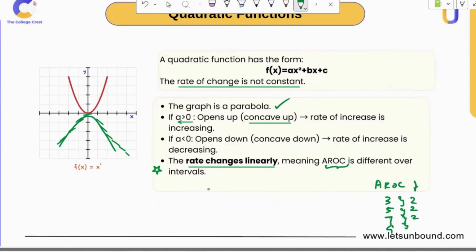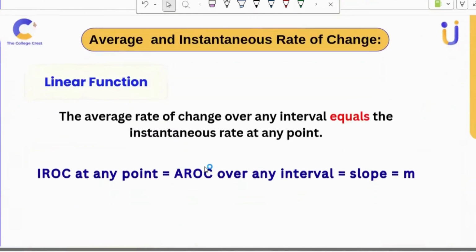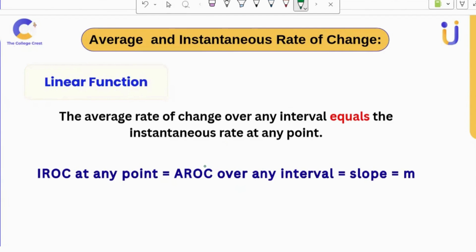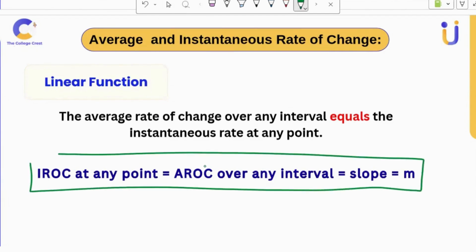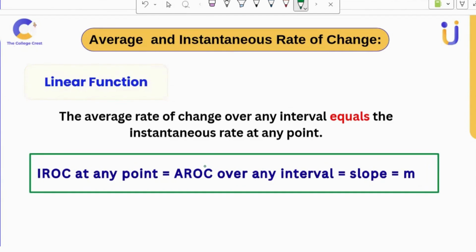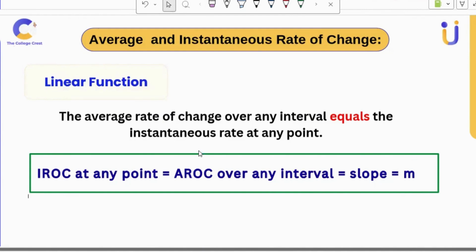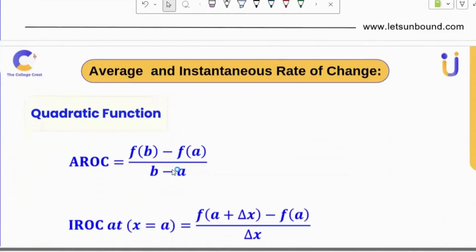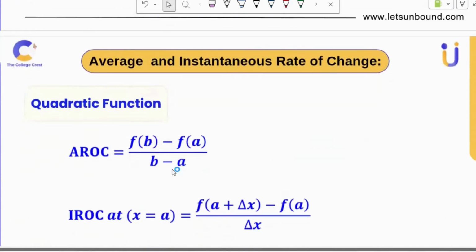Okay, now we can move to average and instantaneous rate of change for a linear function. In a linear function, average rate of change is equal to instantaneous rate of change at any point. Okay, and it will be equal to the slope of the line. Very simple. So we don't need two different rates of change here because it's a constant rate of change, right? That's why. But in quadratic, as we said, it will be differing.